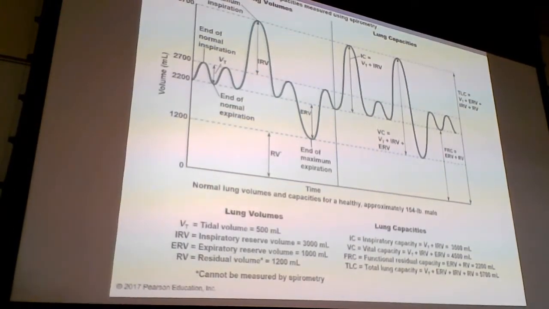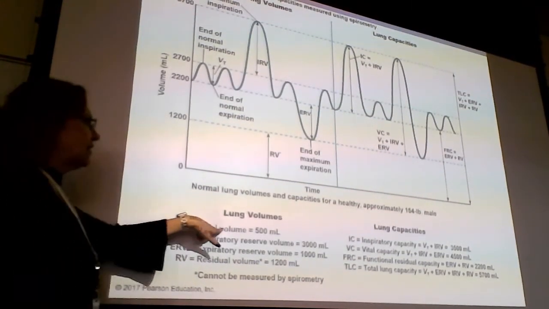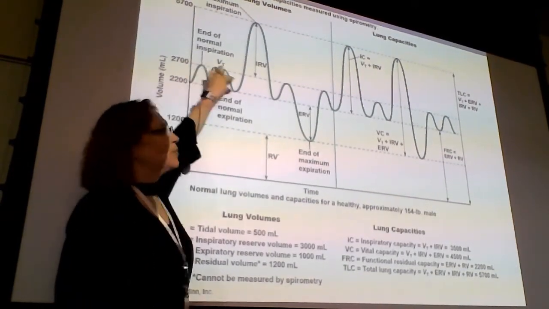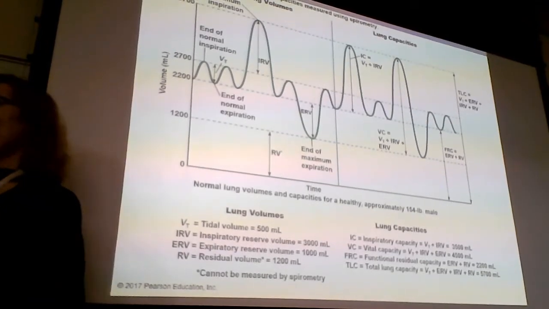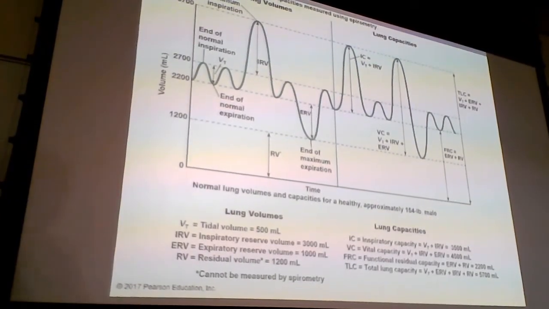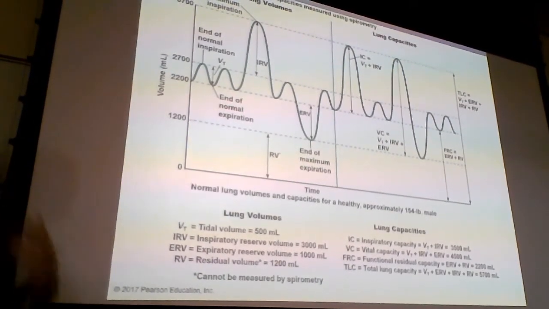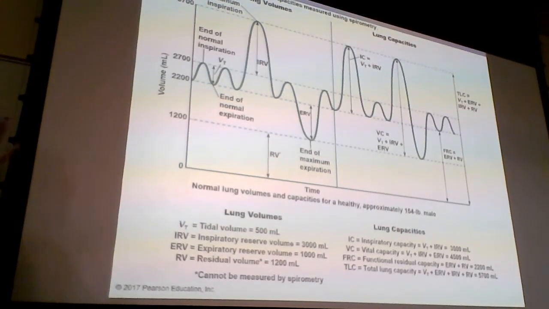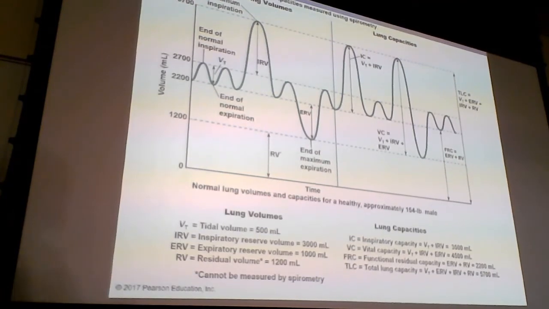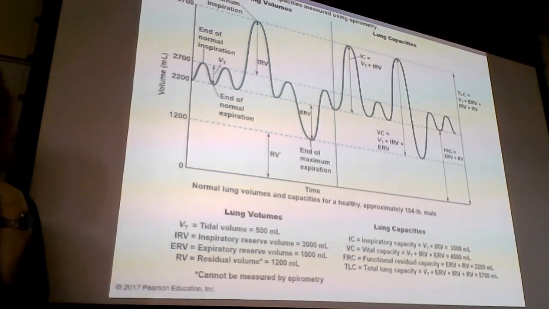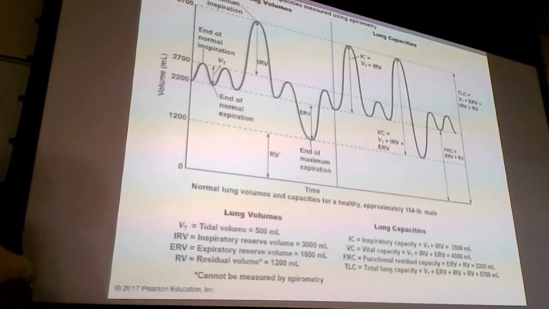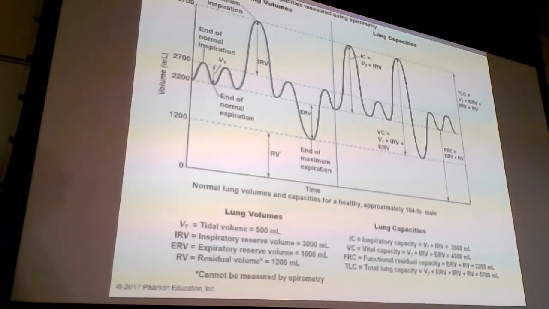Okay. All right. So VT, tidal volume, that's this. And what this represents is a normal breath, a normal breath being what you're all doing right now. Okay? And that's one of the hardest things to measure on the spirometers, because it's really hard for people to just do a normal breath.